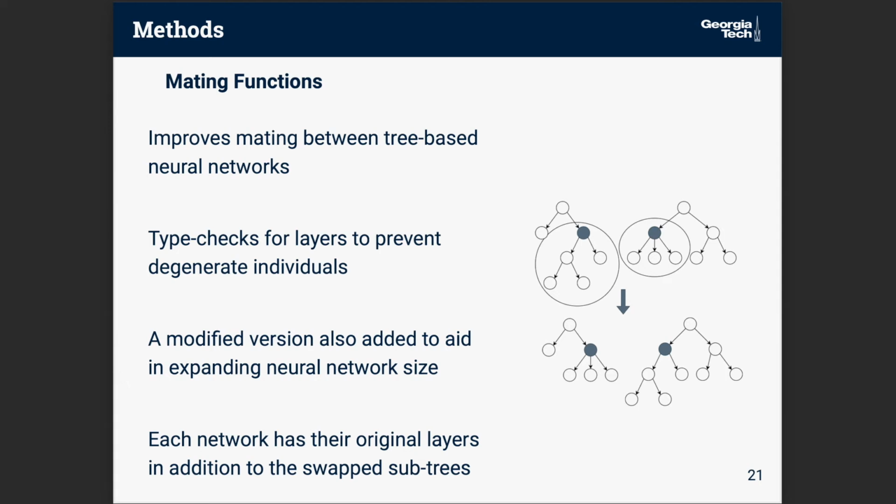By type checking, we can help prevent degenerate individuals and can evolve more efficiently. So we added in a single point crossover function, and we also added in a modified version to aid in expanding neural network size. In this modified function, instead of each subtree getting swapped, each subtree is appended to with the subtree from the other parent in order to increase layer depth and increase overall complexity of the network.